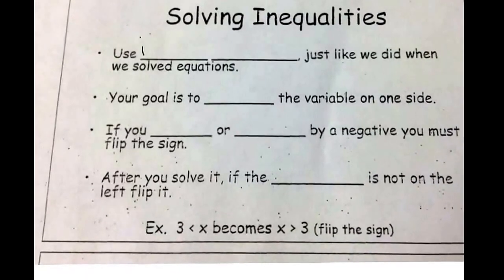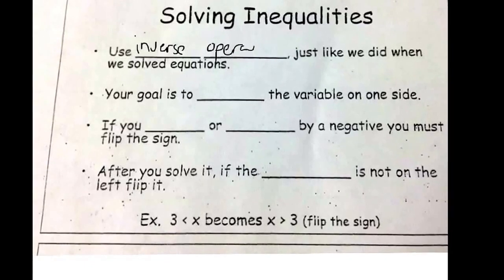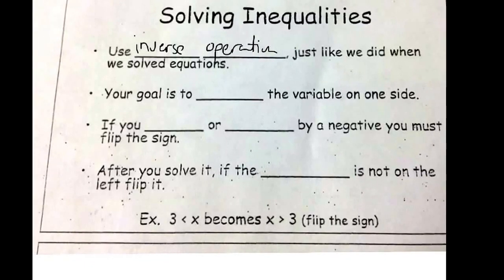We're going to use inverse operations, which means opposites. Opposites attract, just like we did when we solved equations. So if you see plus 3, you're going to do minus 3. If you see 2 times x, you're going to divide by 2. So we're going to do the opposite. Your goal is to isolate the variable on one side. Same thing we were doing back when we were solving equations.